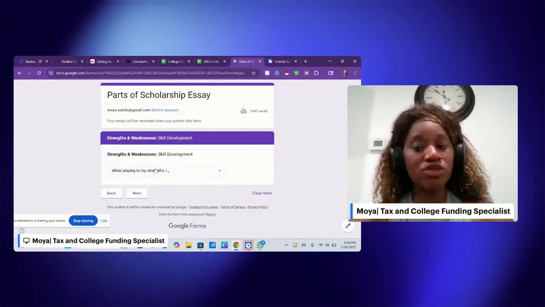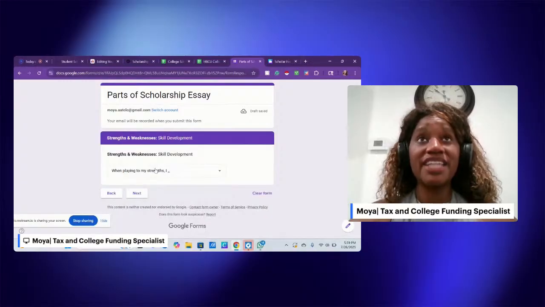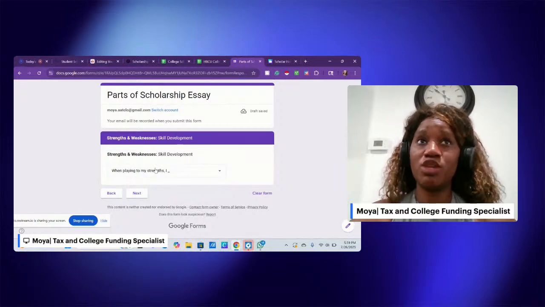Okay, so the thing about strengths is it's crucial to understand what is it that works best and how do you deliver your strengths in a way that doesn't come off as you're just being super braggadocious.